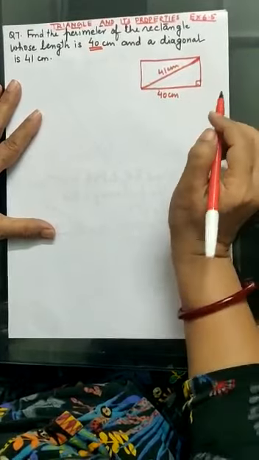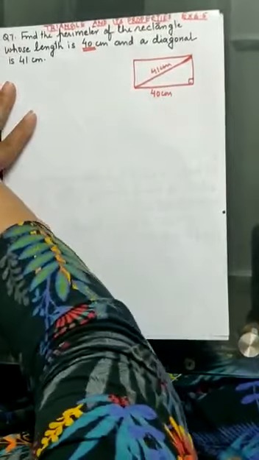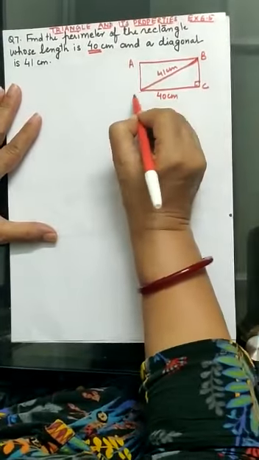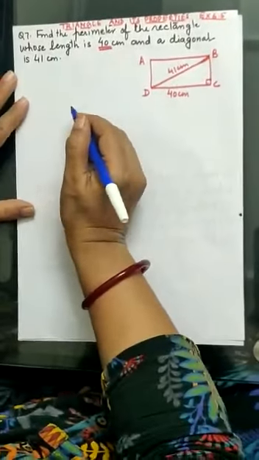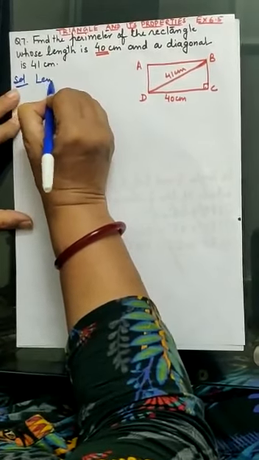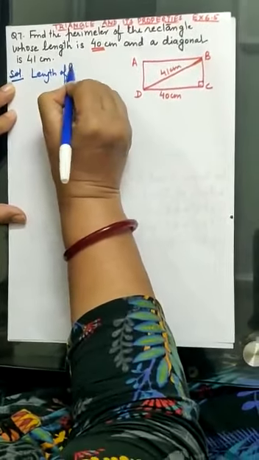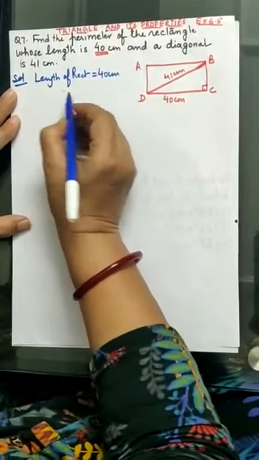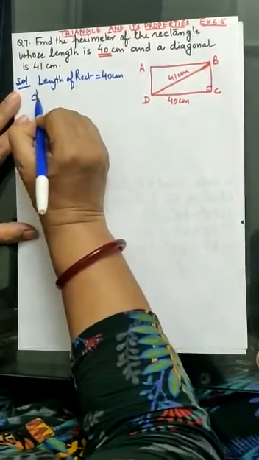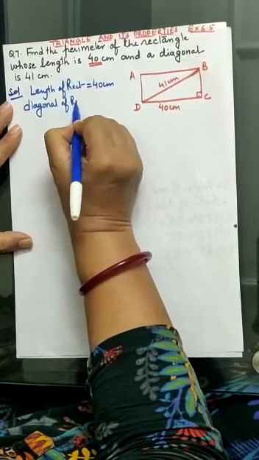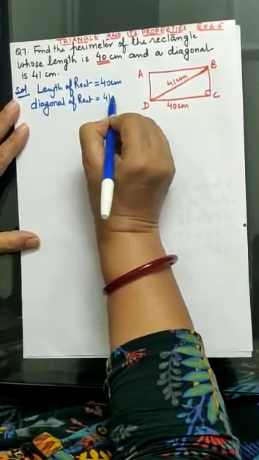Okay, we have to find the perimeter of the rectangle. What is perimeter of the rectangle? It is the length of all the sides of the rectangle, AB plus BC plus CD plus DA. Okay, so let's start the question. Length of rectangle is 40 centimeter. Then diagonal of rectangle is 41 centimeter.